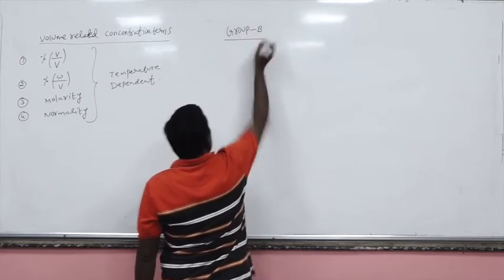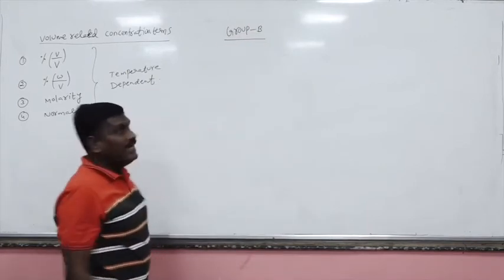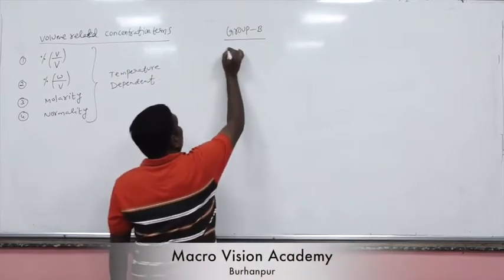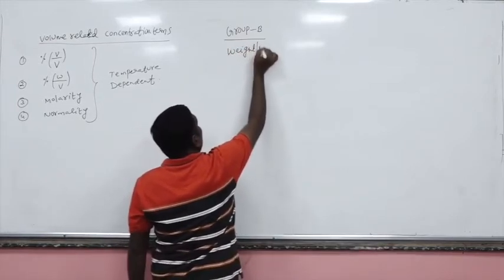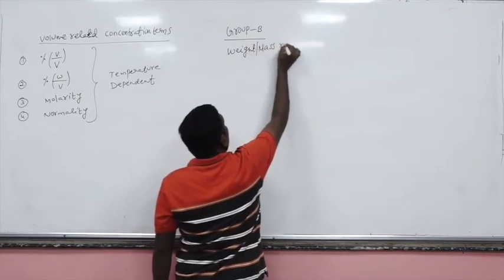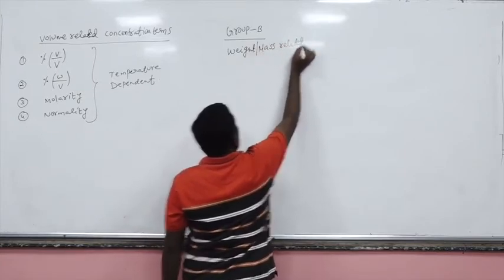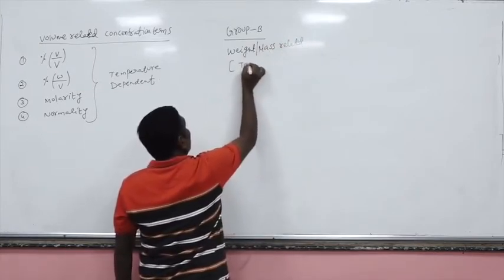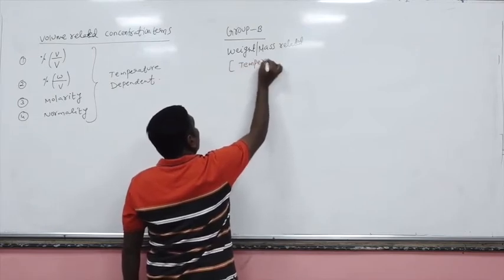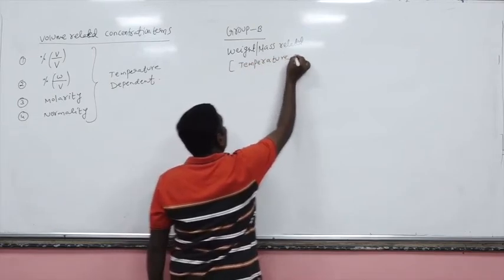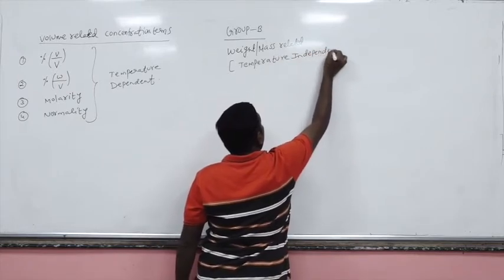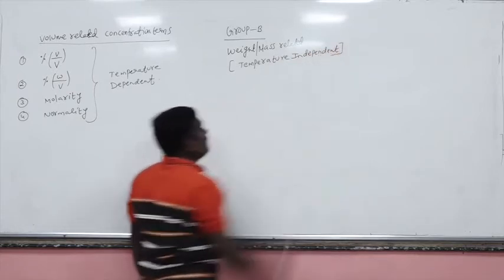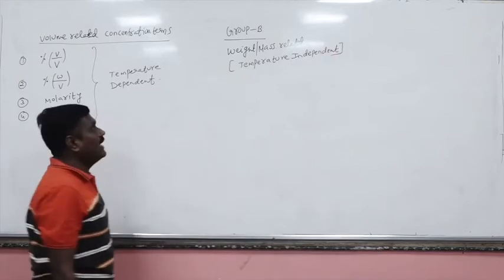Now come to the next category, group B. What are the group B concentration terms? These are weight or mass related. That's why they are temperature independent. Temperature independent. Okay.